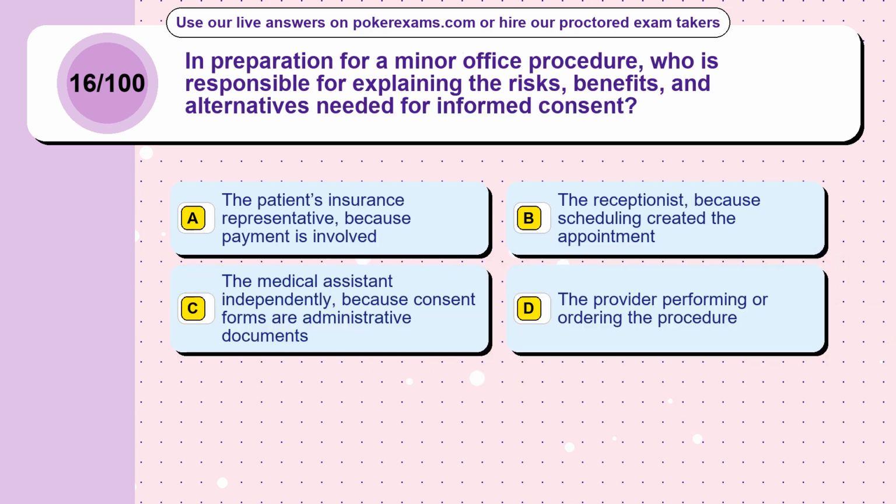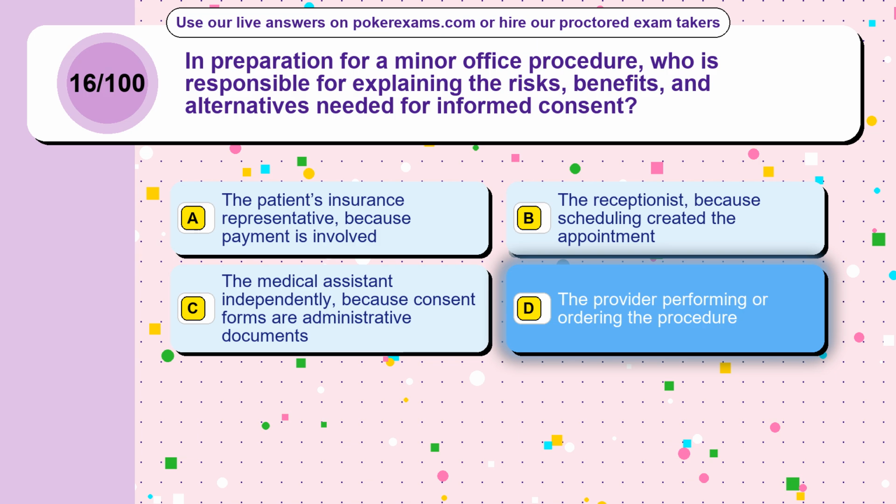Question 16. In preparation for a minor office procedure, who is responsible for explaining the risks, benefits, and alternatives needed for informed consent? Option A. The patient's insurance representative, because payment is involved. Option B. The receptionist, because scheduling created the appointment. Option C. The medical assistant independently, because consent forms are administrative documents. Option D. The provider performing or ordering the procedure.